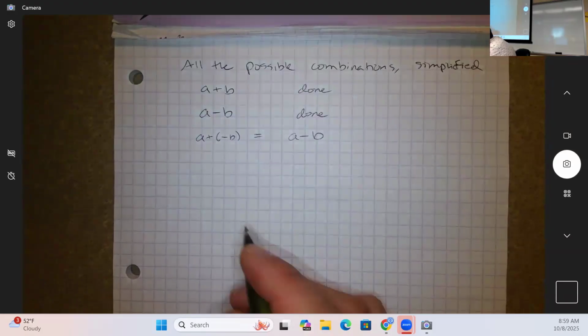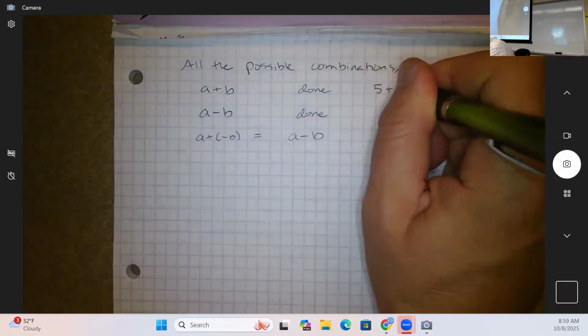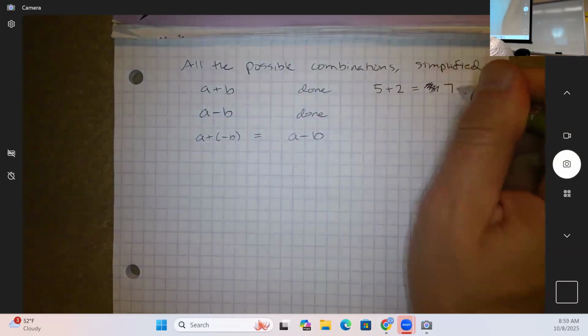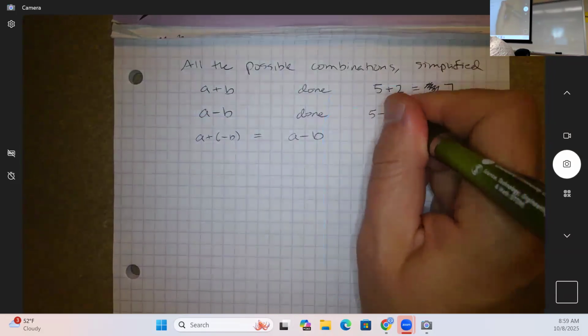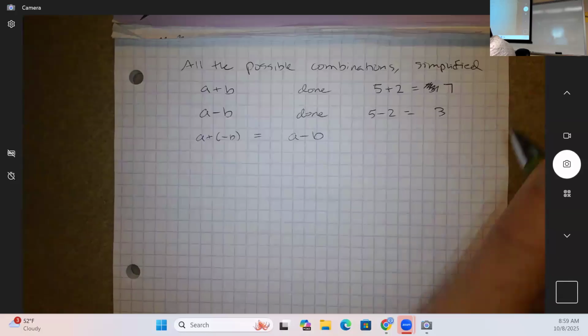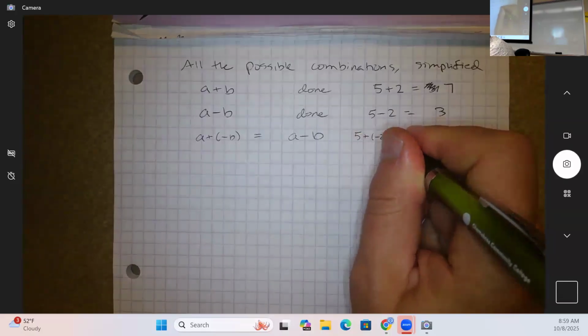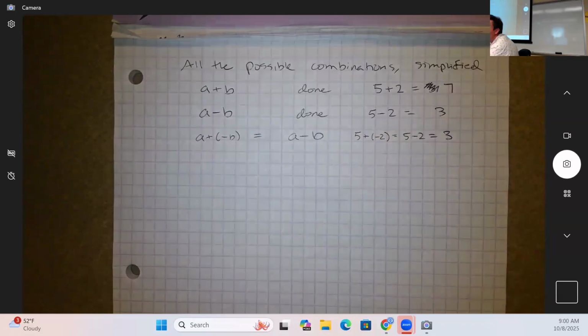And actually, I am going to use some actual numbers here. So let's use 5 and 2. 5 plus 2 equals, it doesn't equal 3. 5 plus 2 equals 7. 5 minus 2 equals 3. 5 plus negative 2 equals 5 minus 2 equals 3.